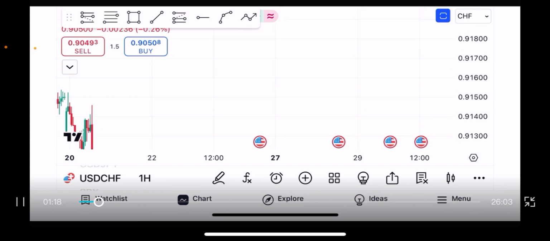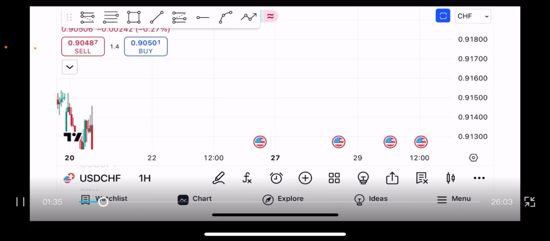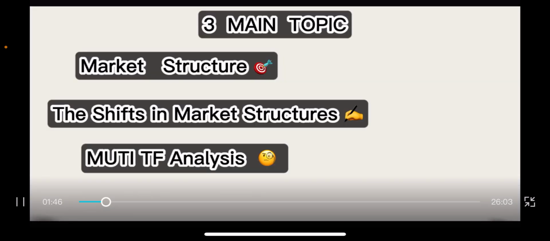So first things first, three main topics. The first one will be market structure. The second one will be the different shifts in market structure, and the third one will be multi-time frame analysis. All of them are just market structure, but in multi-time frame analysis, I want to take a trade. How you break it from daily down to the 50 minutes, that is multi-time frame analysis. You get. So first of all, let's talk about market structure.